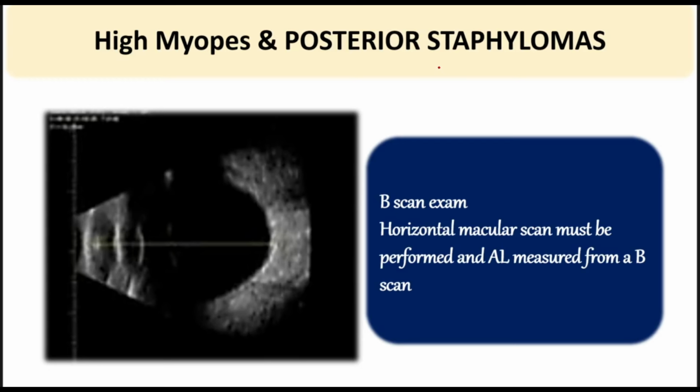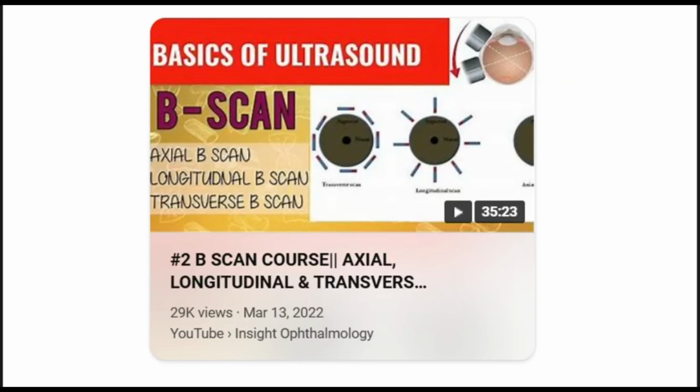However, if that is not available, you can carry out an axial length measurement in a B scan as well. So in a B scan, you do a horizontal macular scan with the probe mark directed nasally, and the axial length will be measured from the corneal vertex up to the macula. Over here, what you see is the optic nerve void. So you take a reading 4.5 millimeters below the optic nerve void, and this is how you can get the axial length measurement in a case of posterior staphylomas.